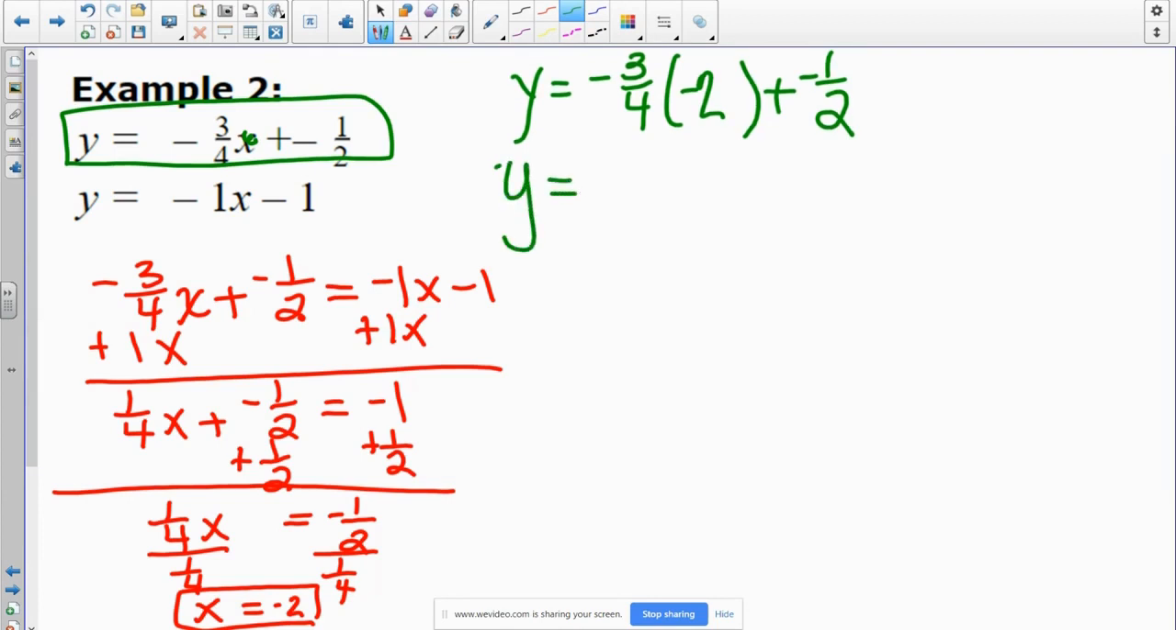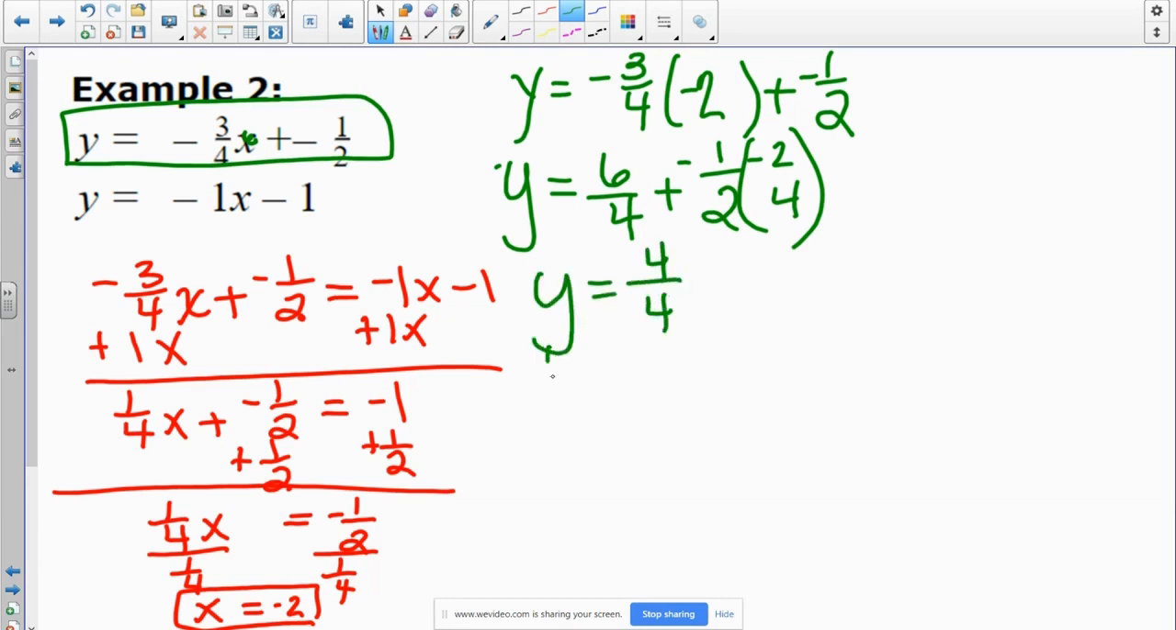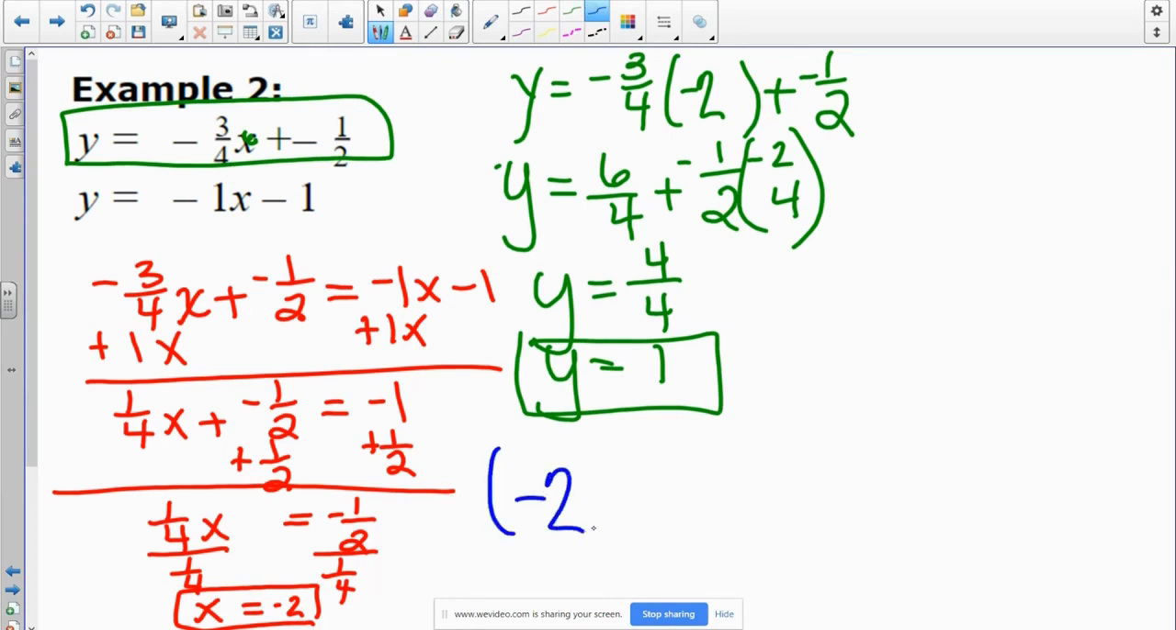So y equals -3/4 times -2 equals, well, that would be 6/4 plus a -1/2. So if I go through the math there, that would be -2/4. That's equivalent, because when you add, you have to have them the same. So 6 plus a -2 is 4. So that's 4/4, otherwise known as 1. So now I know the x value, I know the y value, I have a solution, (-2, 1).